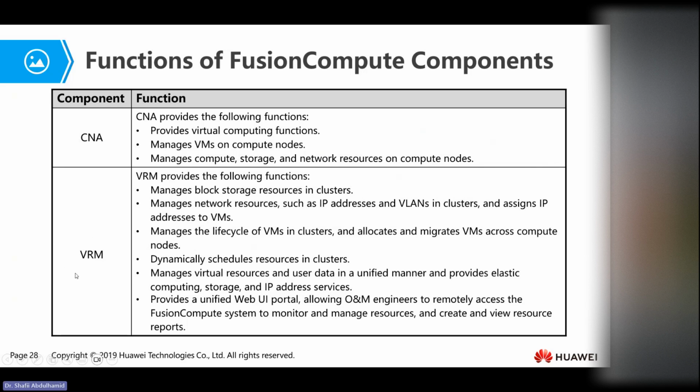While the function of the VRM, we already mentioned what a VRM is, virtual resource manager in FusionCompute. Its functions are: it manages block storage resources in clusters, manages network resources, IP addresses, and VLANs in clusters, and assigns IP addresses to VMs. It also helps in the life cycle of virtual machine clusters, allocations, and migration of virtual machines. You can migrate virtual machines from one physical machine to another, so it's easy because it is independent of the physical machine where it's being created. Also, dynamic resource scheduling schedules resources to different clusters and manages virtual machine resources. So these are some of the important functions of the VRM in FusionCompute.